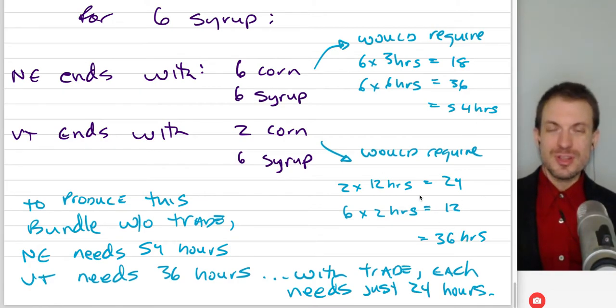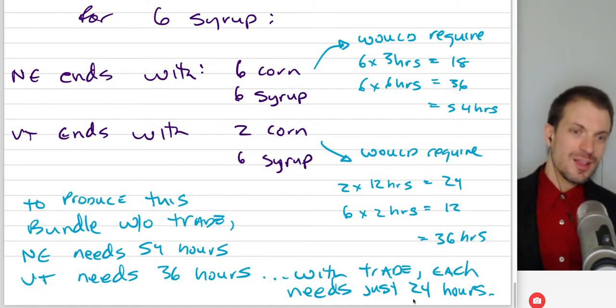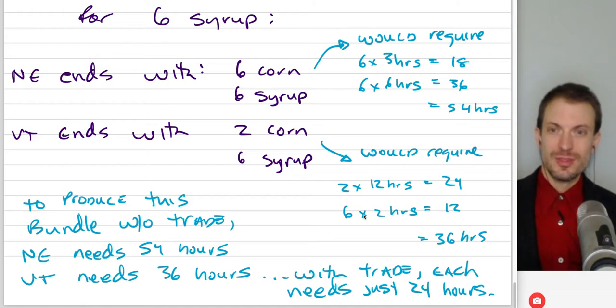Which shows the beauty, the power of this specialization and gains from trade. To produce these bundles without trade, Nebraska would need 54 hours, Vermont would need 36 hours. With trade, each just needs 24 hours and a willing trading partner. So economics is kind of cool. It boils down to something as beautiful as this, mutually beneficial gains from trade. This is apart from any sort of coercion or exploitation. Both Nebraska and Vermont were better off as a result of this trade, substantially so.